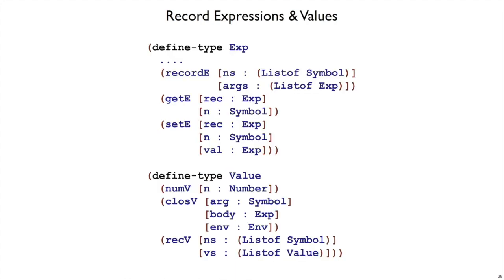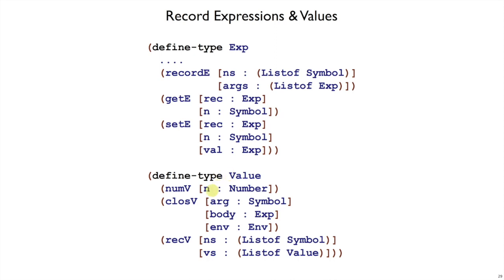So with all of those things in mind, this is our new record expression and value data type. We've got record e, get e, set e, pretty much following our grammar. One detail is that in record e, the grammar had a list of combinations of names and argument expressions. It turns out to be convenient to split up those lists and put them in parallel. So my record e has a list of symbols for all the names in the record, and then the list of arguments for all the expressions. And the first symbol here is supposed to be matched up with the first expression here, and so on. These lists will always have the same length for it to be a sensible record e, even though we can't express that in the type.